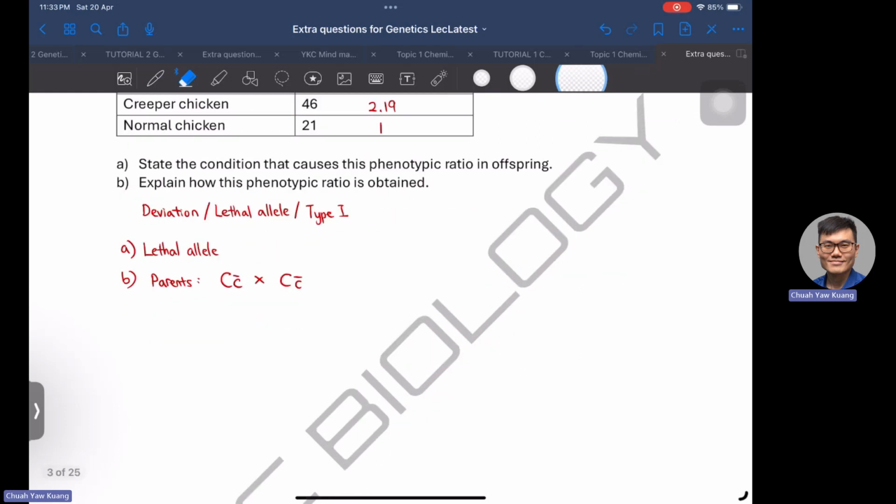Once we confirm the parent, next you have to figure out what are the gamete that can be produced. So we'll do the Punnett square. First parent is heterozygous, so it is going to produce two types of the gamete, the big C and the small c. Second parent is also the same. Second parent also produces two types of the gamete, a big C and a small c. So let's do the cross. So it will be a big C, big C, small c.